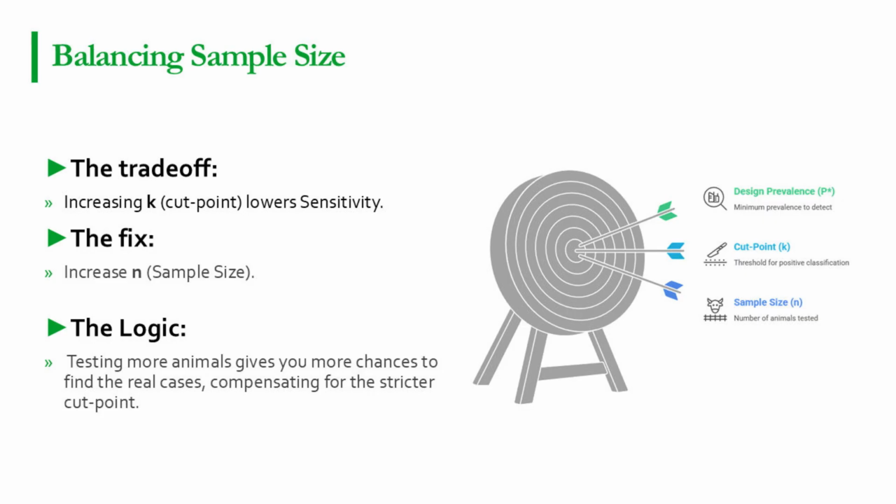But you also make it harder for a truly infected herd to be detected, especially when prevalence is low or infection is clustered, because you now need to find at least cut point infected animals in your sample. Increasing the sample restores herd level sensitivity because it increases the expected number of infected animals sampled and reduces the chance that you miss infection simply by sampling.